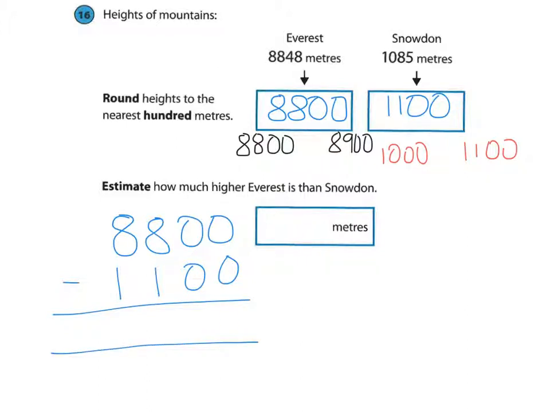equals, so 0 take away 0 gives us 0. Looking at the 10, 0 take away 0 is 0. 8 take away 1 is 7. And 8,000 take away 1,000 is 7. So Everest is 7,700 metres higher than Snowdon.